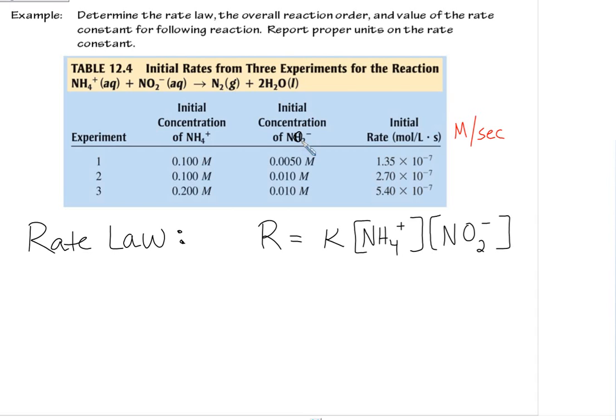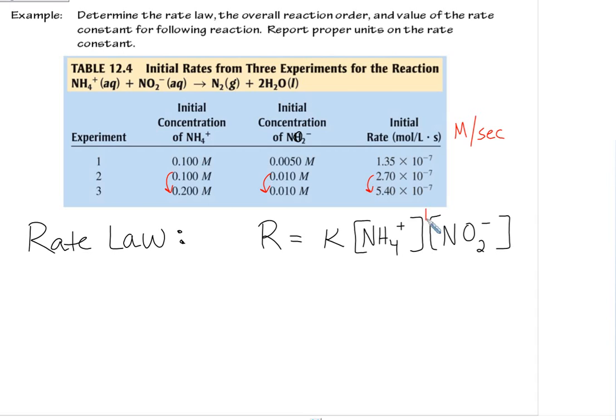So what if we did, let's see, maybe 2 and 3? Here the ammonium doubles, but the nitrite stays the same. And then I ask myself, how does that affect the reaction rate? And just by inspection, I can tell that the rate has doubled. If you double the concentration and you double the rate, that's first order. So I just put in a little 1 here.